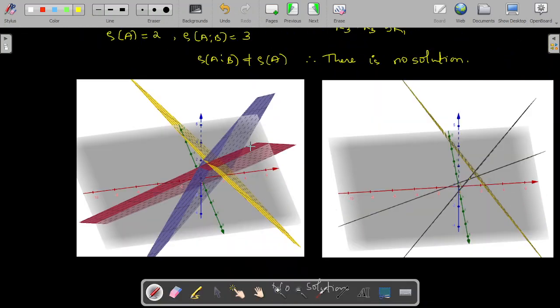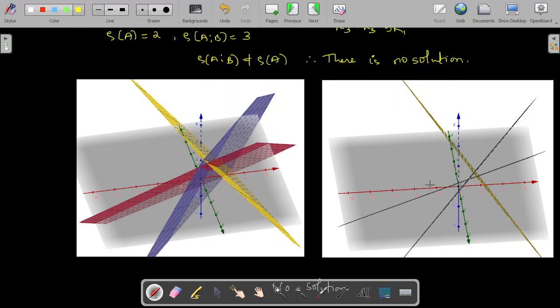So geometrically, when you plot these 3 equations in 3D graph, you will get 3 planes. They are intersecting, but all the 3 planes are not intersecting at a time. So these 2 planes are intersecting here. These 2 planes are intersecting here, and these 2 planes intersect here. But all the 3 won't intersect at a time.